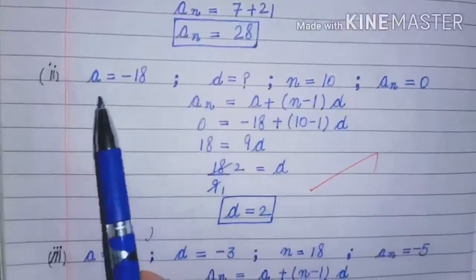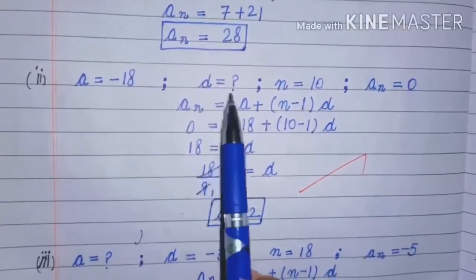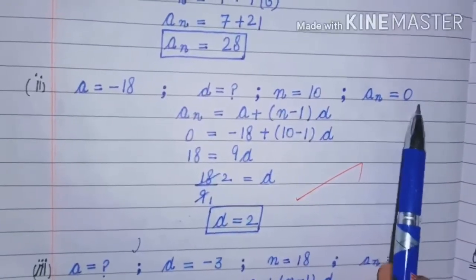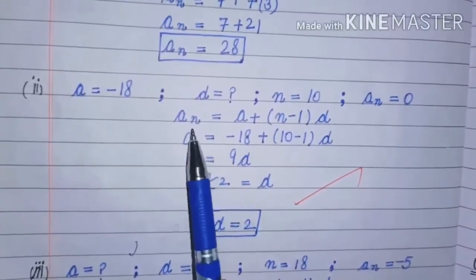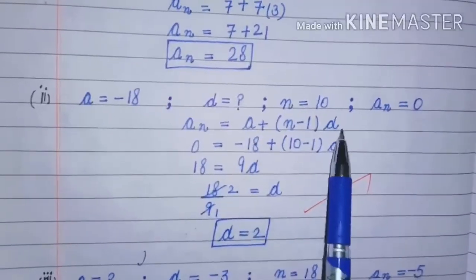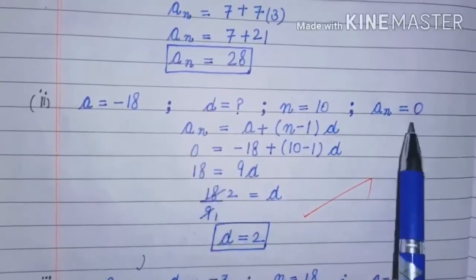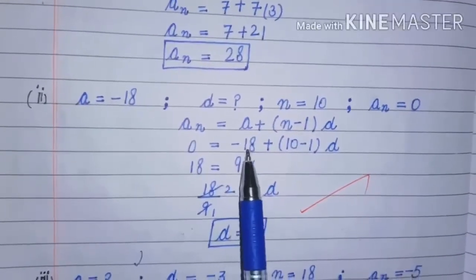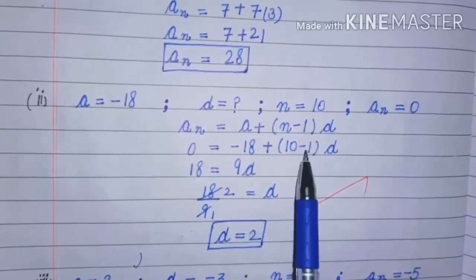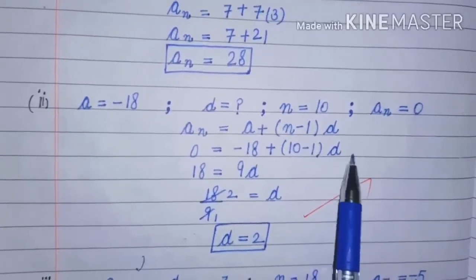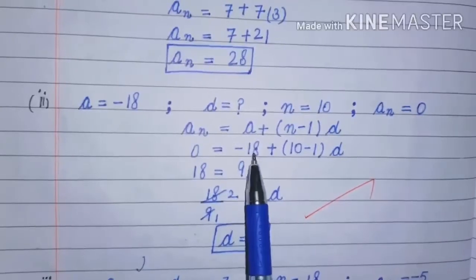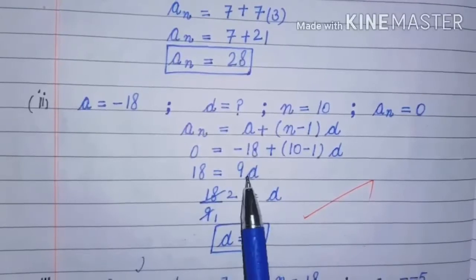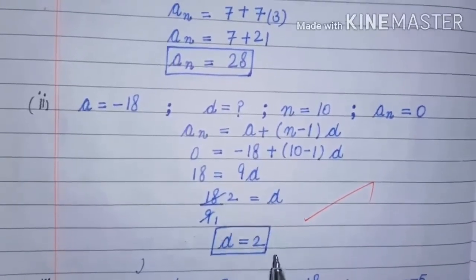Now in the second part, a is given minus 18, d is missing. Okay, now n is 10 and an is 0, that is given beta. So again we will use this formula, an is equal to a plus n minus 1 into d. So here we will put the values. An is 0, so we will put 0. A is minus 18, so we will put minus 18. And n is 10, then minus 1 into d. D we have to find. So first we will take minus 18 to the left hand side, it becomes plus 18, and 10 minus 1 is 9d. Then you can find the value of d, it is 2 beta.